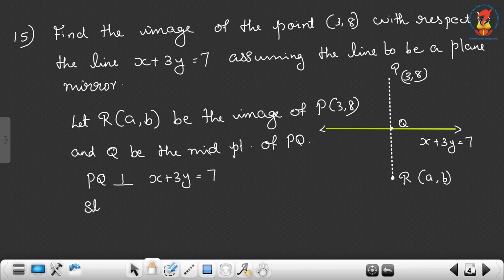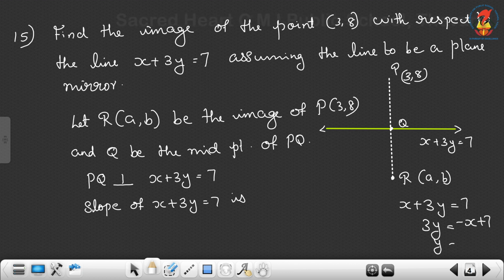So, what is the slope of the line? Slope of x plus 3y is equal to 7. X plus 3y is equal to 7 means 3y is equal to minus x plus 7, or y is equal to minus 1 by 3 x plus 7 by 3. So, what is the slope? It is minus 1 by 3. Therefore, slope of PQ: m1 into m2 is equal to minus 1. So, negative reciprocal. So, slope of PQ is 3.